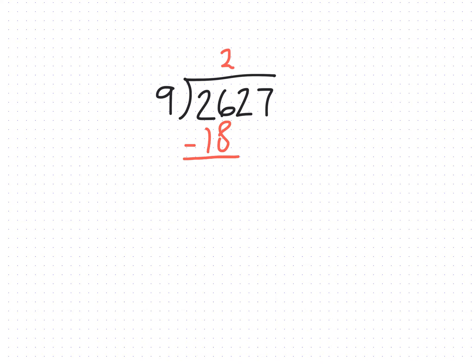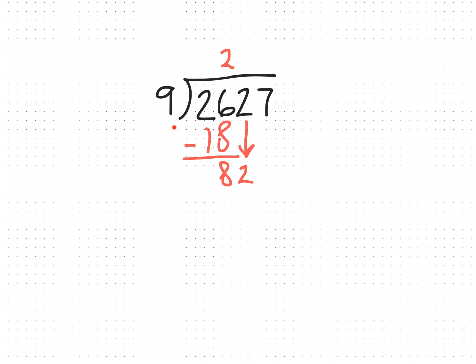So 26 minus 18 is going to equal 8. Now our next step is to bring down. So go ahead and bring this down. We'll make our 82. And we go back to divide. So you are dividing 82 by 9. And you are going to take the number that you get and write it right up here.